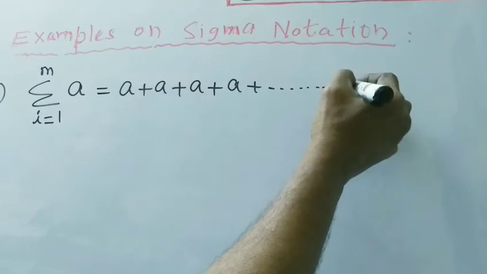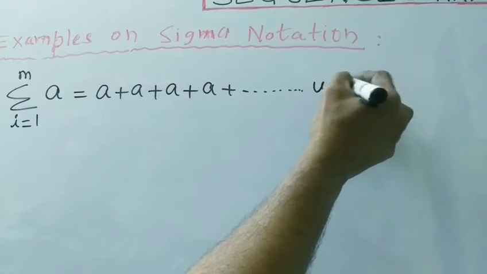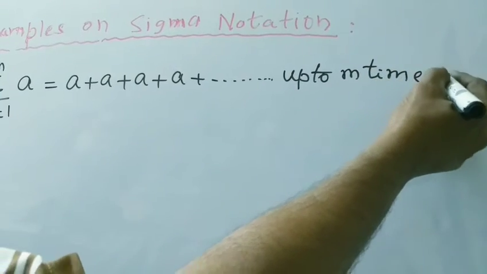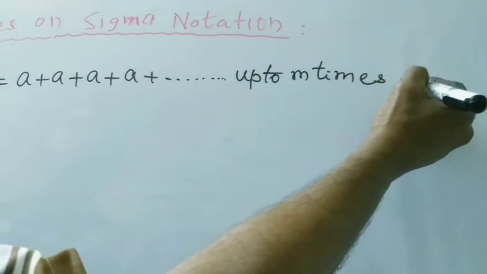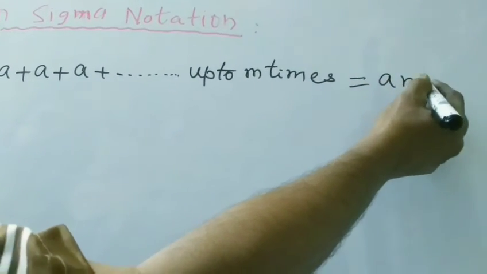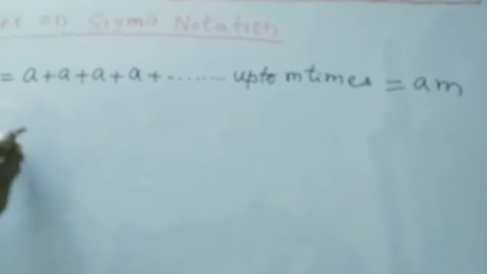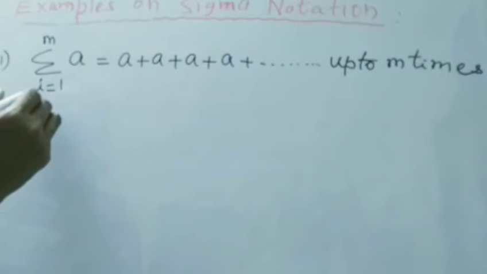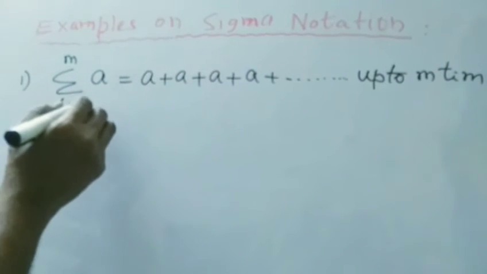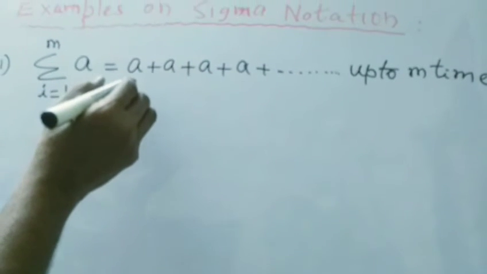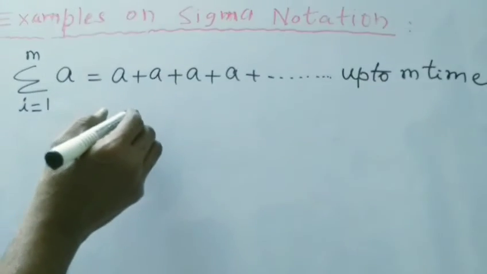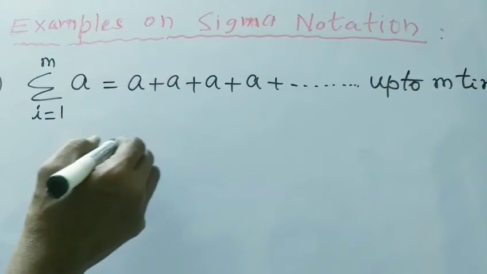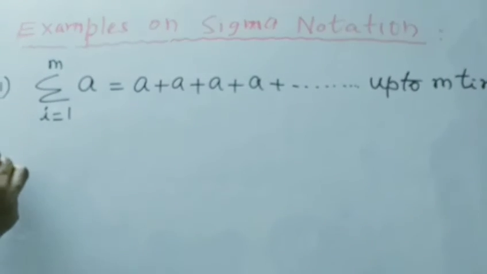This is equal to am. Summation of i is equal to 1 to m of a is a plus a plus a plus a, and so on up to m times. That becomes am, a into m. Next, one more example.